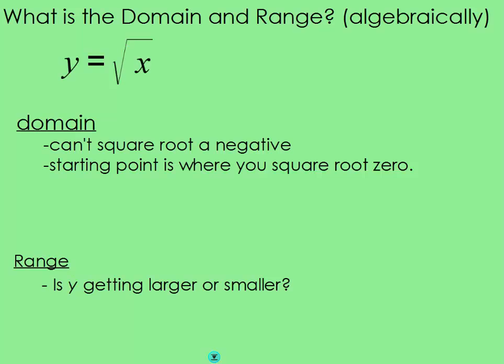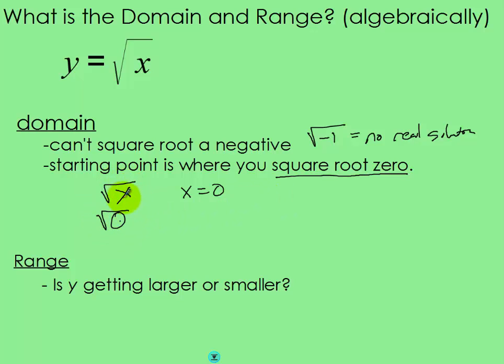All right. What about if we wanted to figure out domain and range algebraically? So I didn't actually have the graph graphed. I'm just using the equation, y equals square root of x. The domain. One thing to note to find the domain, you can't square root a negative number, so I can't do square root of like -1. That doesn't come out to a real answer. There's no real solution for that. So your starting point is actually where you square root 0. So where you get 0 inside the square root. So in this case, square root of x, that's where x equals 0, because if you plug in a 0 for x, you get the square root of 0. So that's your starting point for the domain.